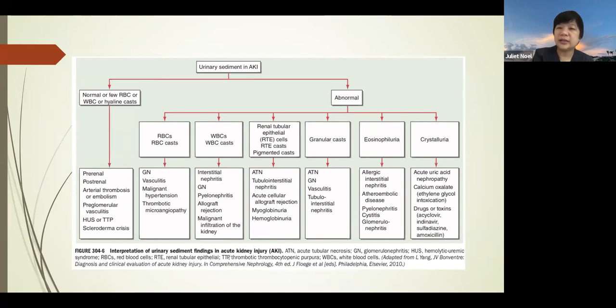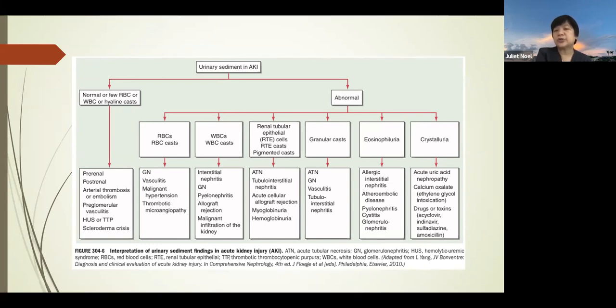For WBC cast, it's either interstitial nephritis. It can be seen also in GN, in pyelonephritis, in acute rejection, or a malignant infiltration of the kidney. If you see renal tubular epithelial cells or a pigment cast, you would think of ATN, myoglobinuria, hemoglobinuria, tubulointerstitial nephritis. A granular cast could be seen in any disease. It could be GN, ATN, vasculitis, and tubulointerstitial.